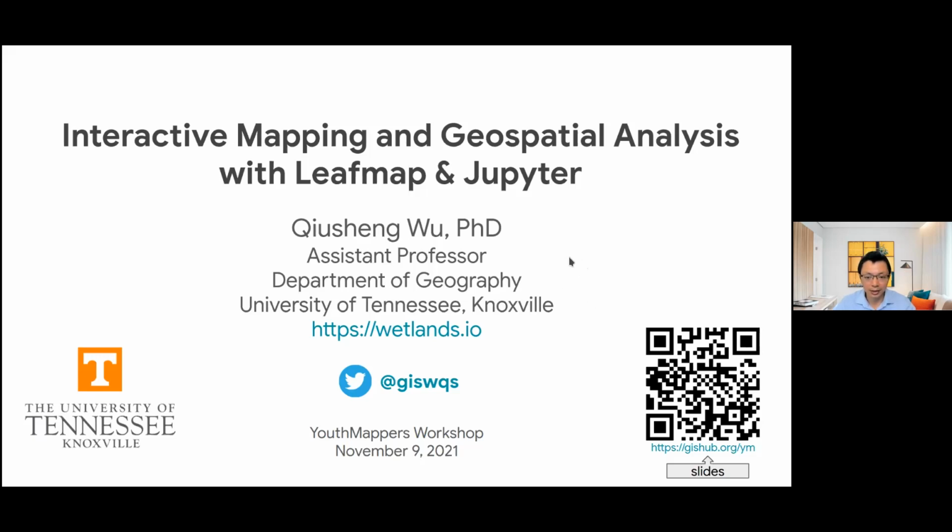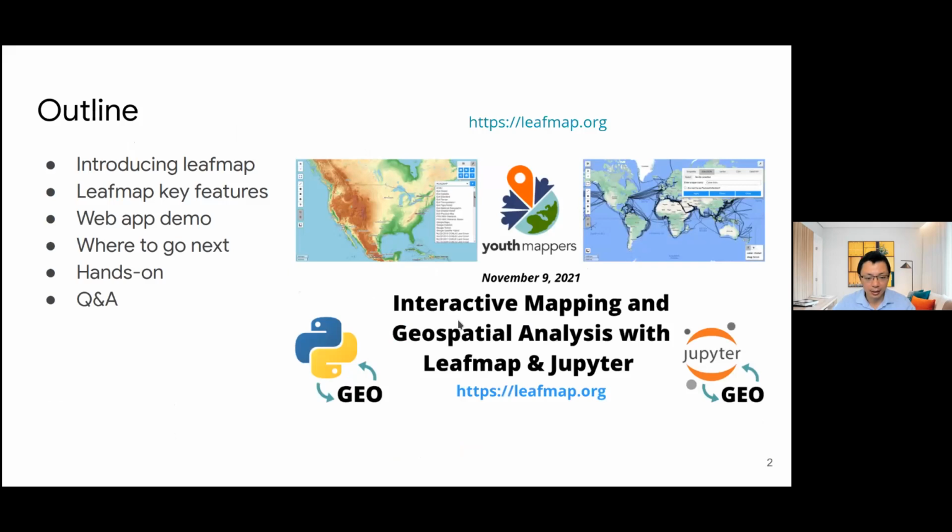So we're going to introduce that shortly. Here is the outline, and I will first give a brief introduction to the Leafmap package, and I will show you some of the key features, give you some big picture of what kind of things you can do with Leafmap, and then I will demonstrate the interactive web app, how you can utilize that, and show you some additional resources. Then we spend most of the time to go through some notebook examples, basically hands-on. You can follow me, you can execute, and create interactive maps and do geospatial analysis interactively. Hopefully, at the end, we have time for questions and answers.